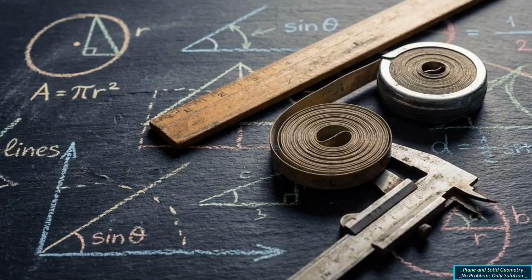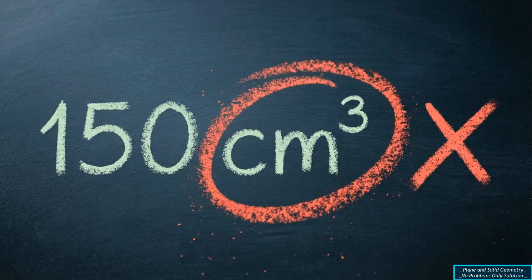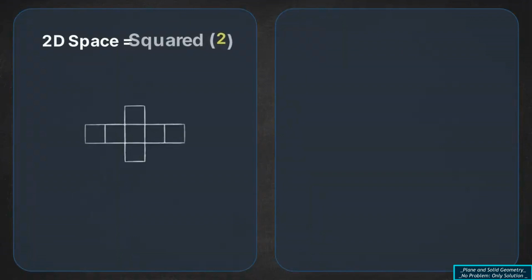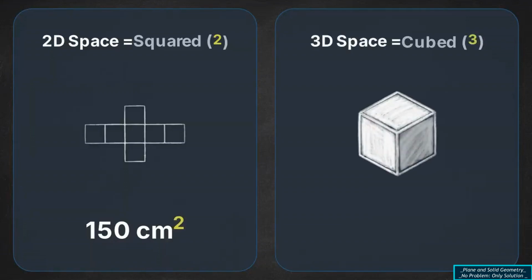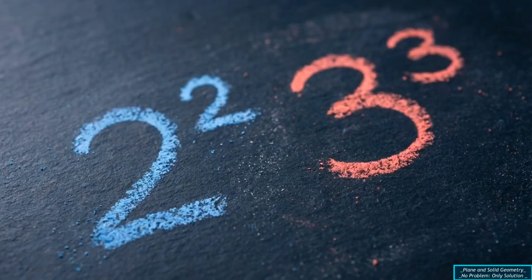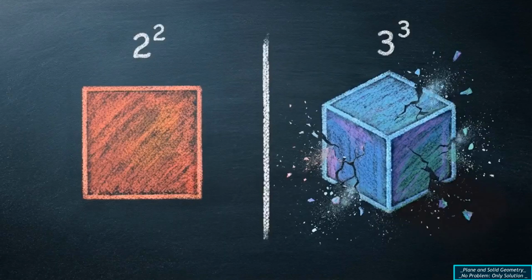Step 4 is identifying the correct units. It is possible to perform the math correctly, but fail the problem by applying the wrong dimensional units to your answer. This chart highlights the difference. On the left, because surface area measures flat space, the unit is squared. Our answer is 150 centimeters squared. On the right, volume measures three-dimensional space, requiring a cubed unit. This gives us 125 centimeters cubed. To stay accurate, always match the exponent to the dimensions of the space you are measuring. 2 dimensions for area and 3 dimensions for volume.